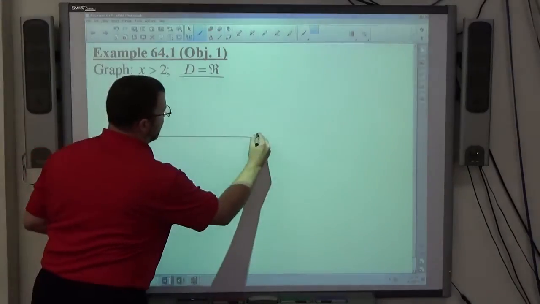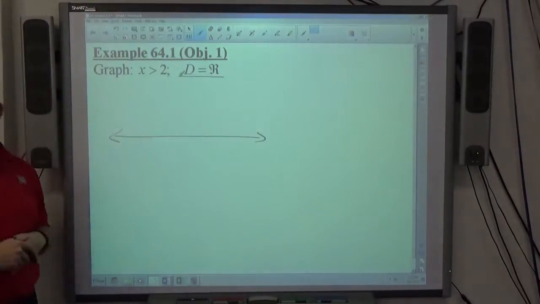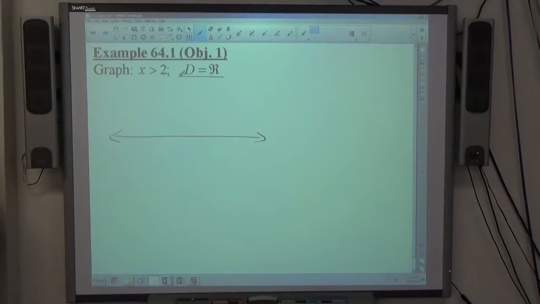So we put a number line down. How many dashes do I want on a number line? 5. At least 5. Okay, if you want to do more than 5, that's fine. Don't give me 2. All right, give me 5 or more. 5 is plenty.